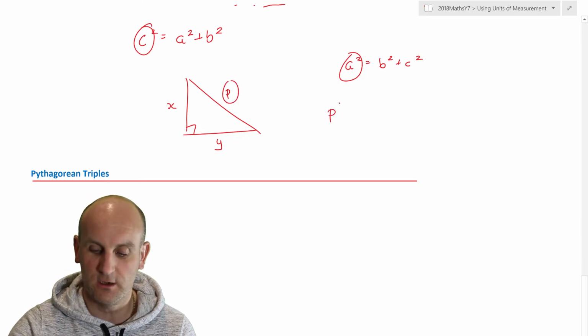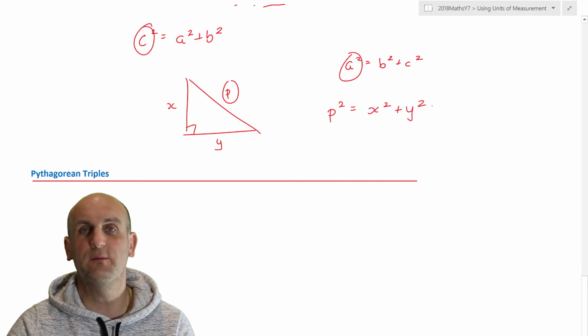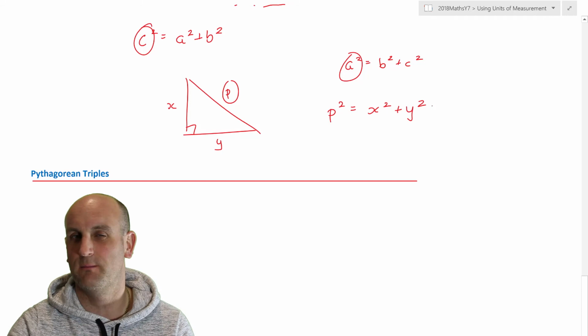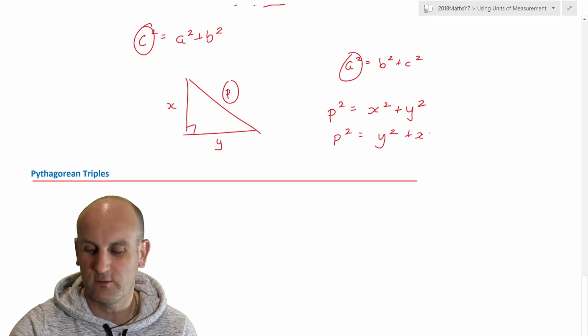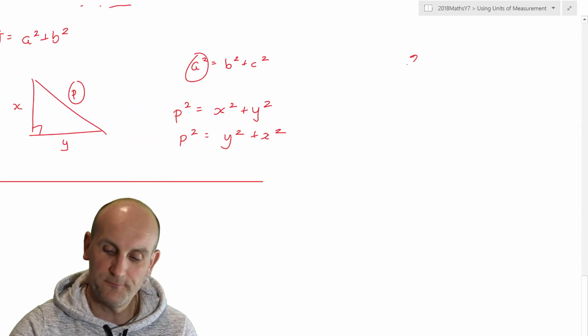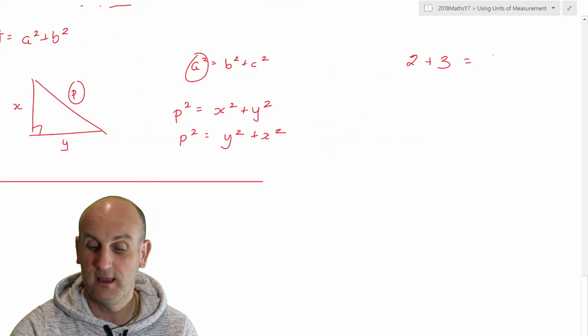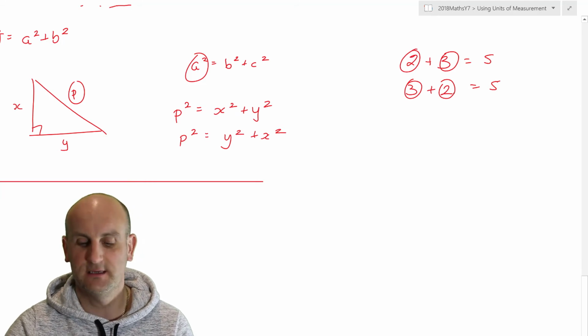So in that situation, P squared would be X squared plus Y squared. And lots of people say to me, well, does it matter whether I put X squared plus Y squared, or could I have written P squared equals Y squared plus X squared? And I'll say to you, absolutely, because if you think about it, 2 plus 3 is 5, and 3 plus 2 is 5. The order I do addition, whether it's a single number or square numbers or whatever else, actually makes no difference.